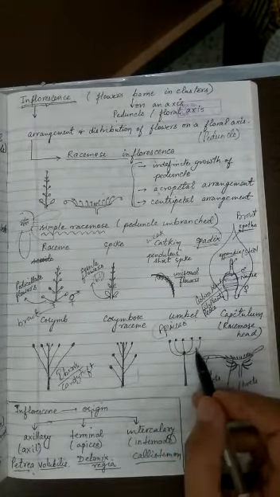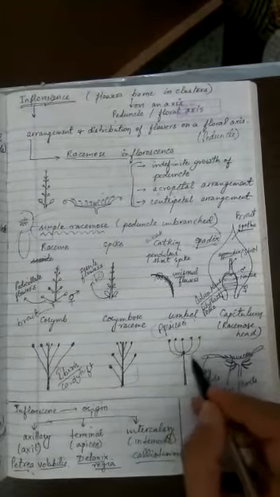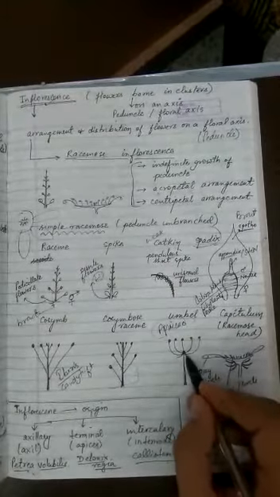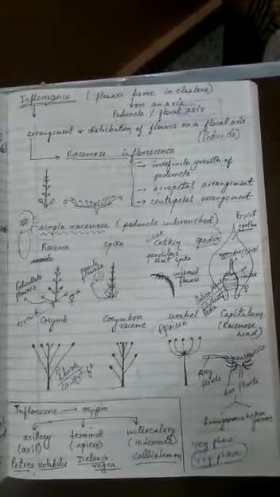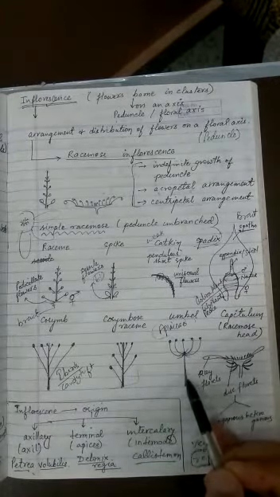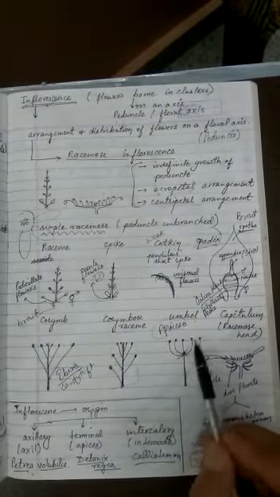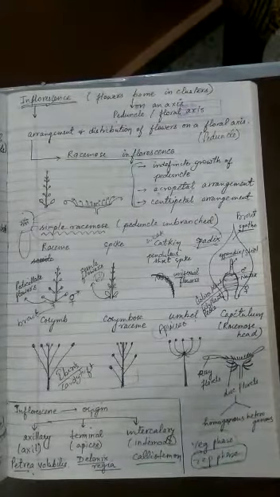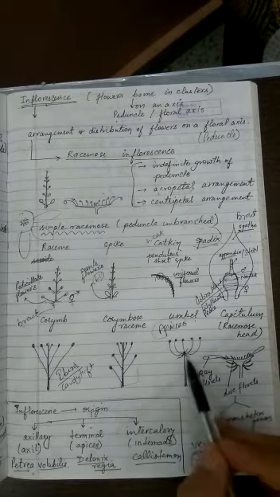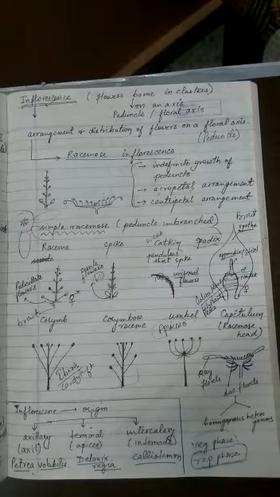The tip of the peduncle is drastically reduced, and it bears numerous bracteate flowers. Remember, there will be a bract present here. Each flower will have a bract attached like this. If you have seen saunf, fennel, or coriander, dhania, or jeera, cumin, in these plants you will find the inflorescence looks like this. The flowers appear to arise from the same point, and they form an umbrella type of round or semicircular structure. That's why it is called umbel.